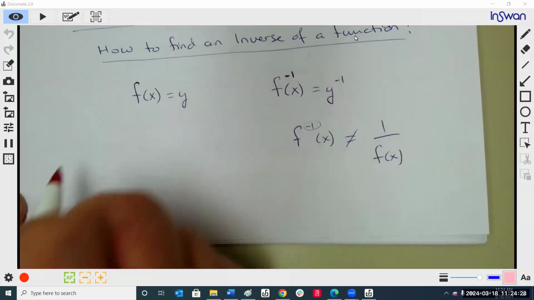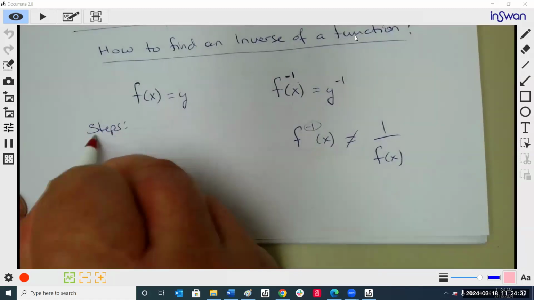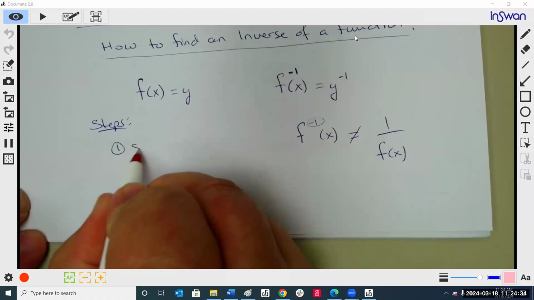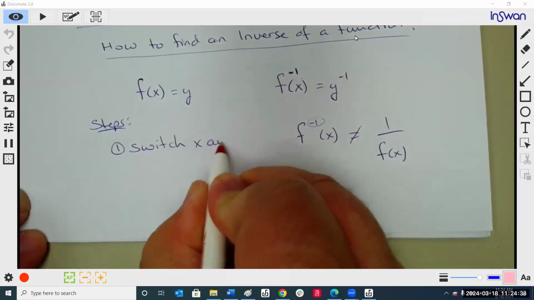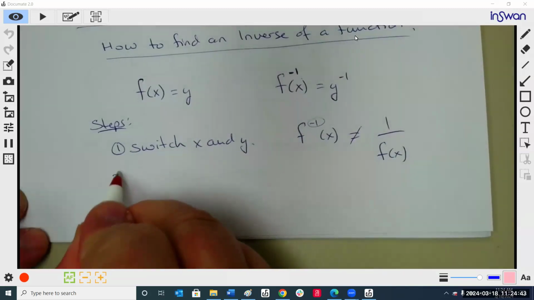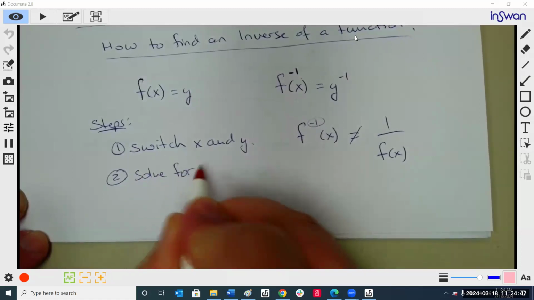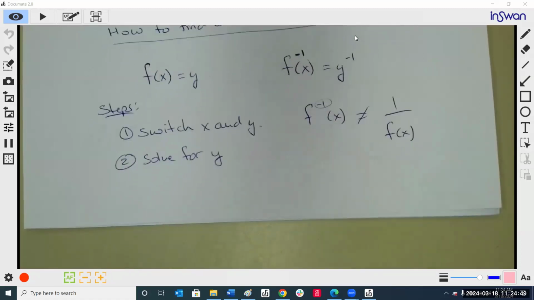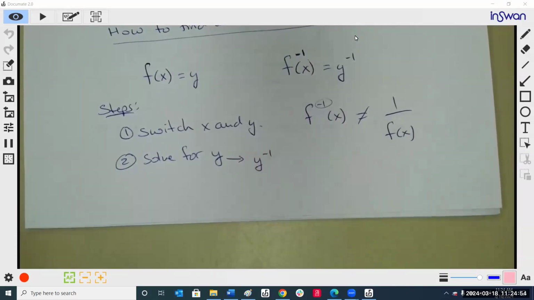So it only has two steps. First step, switch X and Y. Then solve for Y. That Y will then be your inverse.